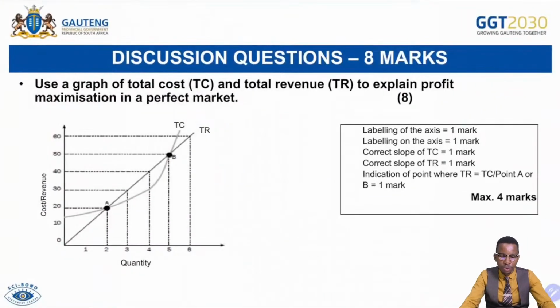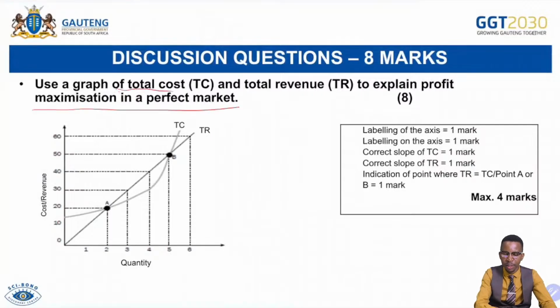And then we continue. We use the graph in the discussion now. Use the graph of total cost and total revenue to explain profit maximization. There we go. The graph is illustrated. We can see our TC and TR, and they are equal at the point of intersection. Here we maximize the profit at quantity 4.